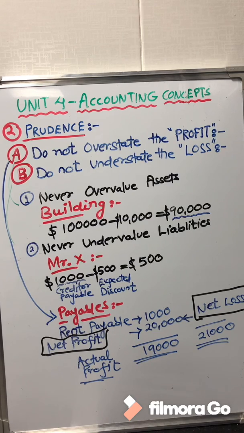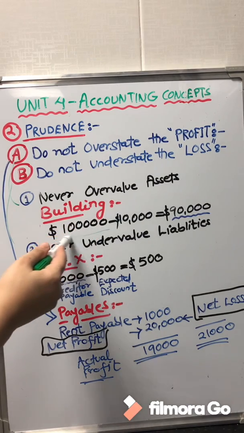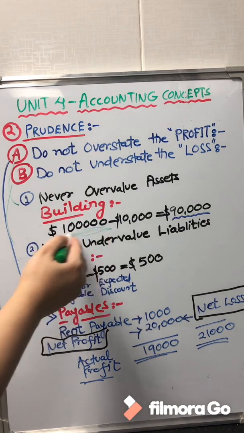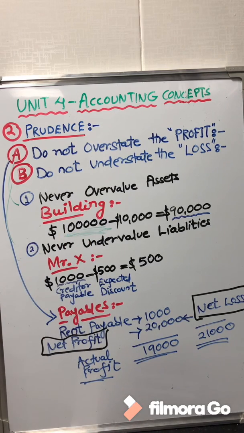So what this concept is saying is to get the value after depreciation. If we write the book value over there in the final report or in the balance sheet as 100,000, this is wrong. This is called overvaluation of the asset. So this concept is saying that write the book value as $90,000, not the $100,000. I hope this is clear, that never overvalue the assets.